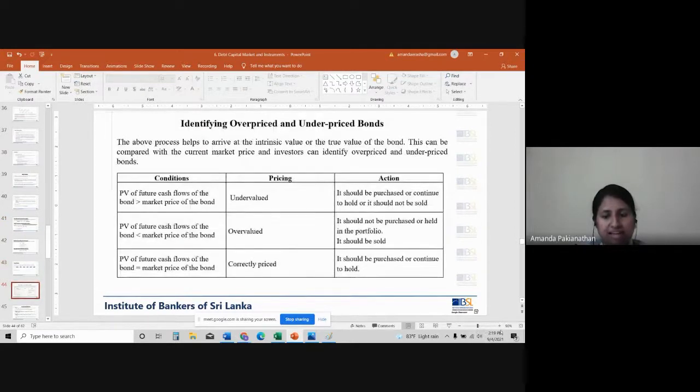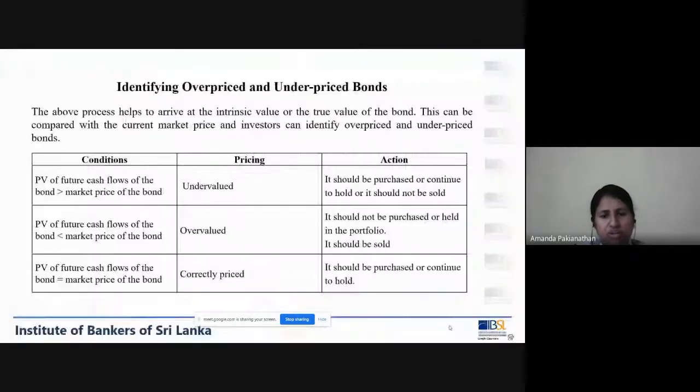Now again, as always, by doing all this, what are we trying to achieve? By doing this calculation, what are we going to do?